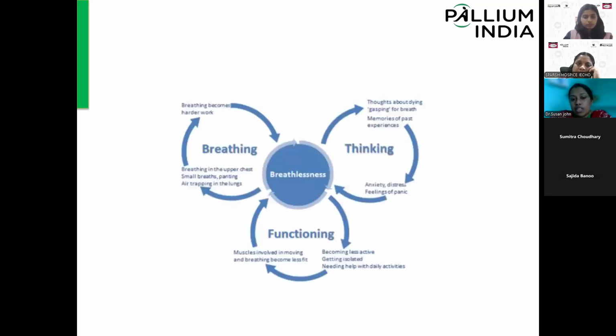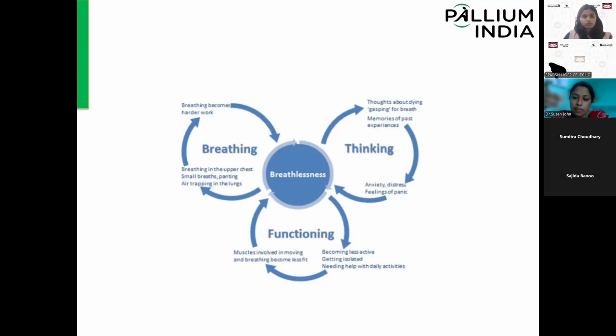So this is the breathing, thinking, and functioning vicious cycle. When the patient has symptoms of breathlessness, the thinking, that is, thoughts about dying or gasping for breath, and memories of past experiences will increase the anxiety, distress, and feeling of panic. So these will again increase the breathlessness. When the patient comes with breathlessness, the patient has fear of death and past memories of similar episodes of gasping for breath. These thoughts increase the anxiety and distress, and that itself increases breathlessness.